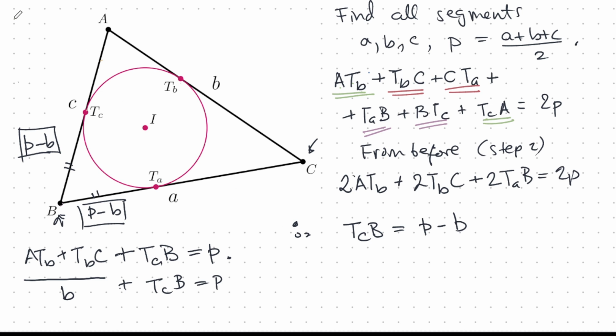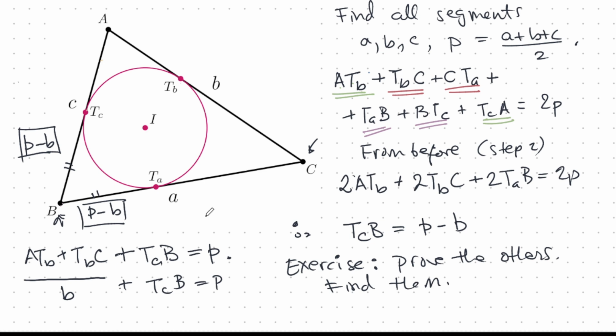Now, as an exercise, I want you to prove the others, or rather find them. You figure this out. And the pattern to this is very beautiful. This is A, this is going to be P minus A. Over here, this is P minus A. They're equal. And this has got to be P minus C. This is P minus C over here. Those two are equal by the tangent symmetry theorem. So it's very, very beautiful.